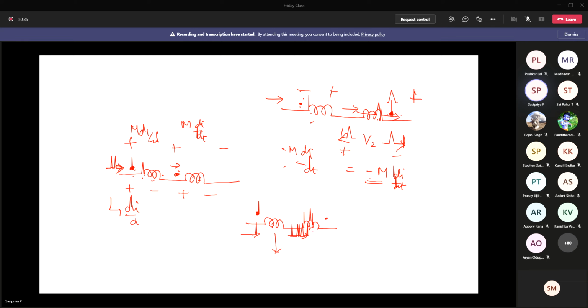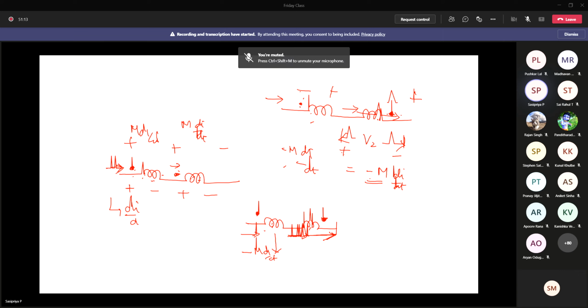For the second coil, the dot is placed here, so my current is a leaving current. As per the dot rule, if the current is leaving at the dot, then the reference mutual voltage at this coil is going to be negative, so minus M di/dt. Now we will find the mutual voltage at this coil with respect to this current, so I'll have a mutual voltage at coil 2 due to this current.